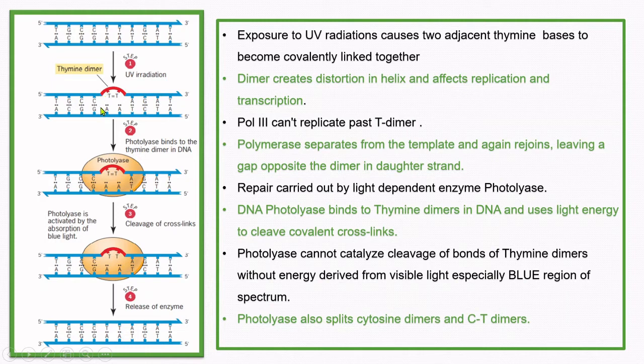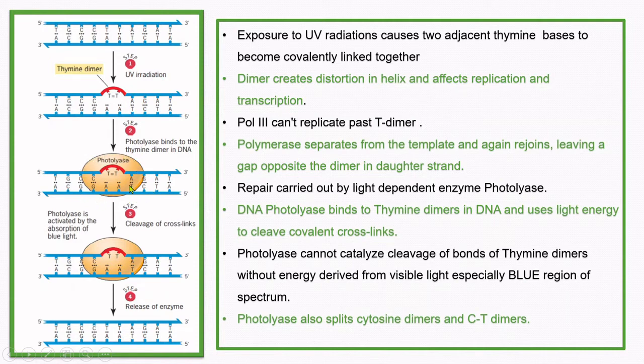The polymerase enzyme separates from the template and again rejoins the template, and at this position where it has separated, it would leave a gap in the daughter strand. Now, a gap means a deletion in the DNA strand. The cells have evolved a mechanism known as photoreactivation to repair this thymine dimer. Let's see how. I told you that this is a direct repair.